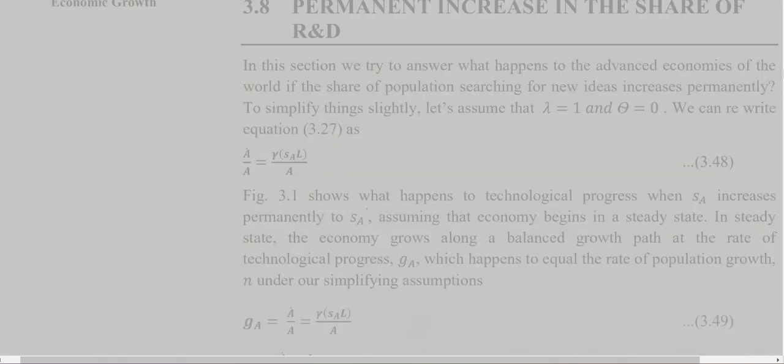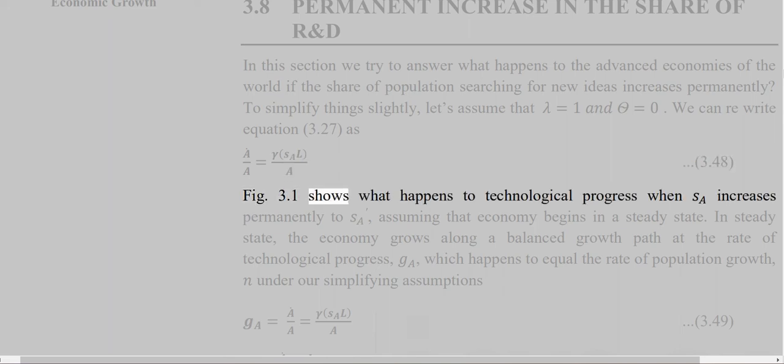Economic growth 3.8: permanent increase in the share of R&D. In this section, we try to answer what happens to the advanced economies of the world if the share of population searching for new ideas increases permanently. To simplify things slightly, let's assume that equals 1 equals 0. We can rewrite equation 3.27 as equals 3.48.